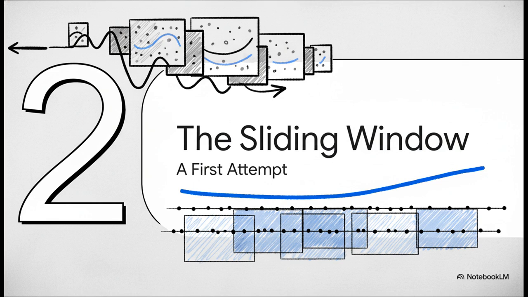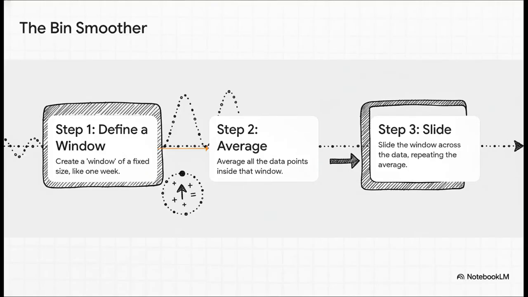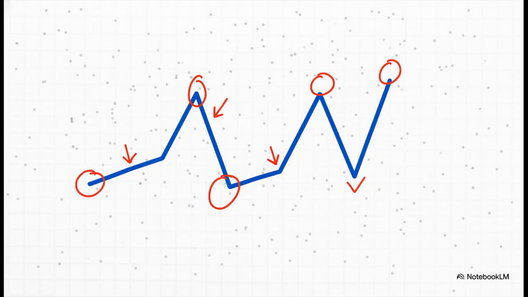Well, our first attempt is a really simple and intuitive method called the sliding window. The logic for this, it's often called a bin smoother, is just beautifully simple. First, you define a window, let's say 7 days long. For any given day, you just average all the data points inside that window. Then you slide that window 1 day forward, do it again, and you just keep doing that across the entire data set.